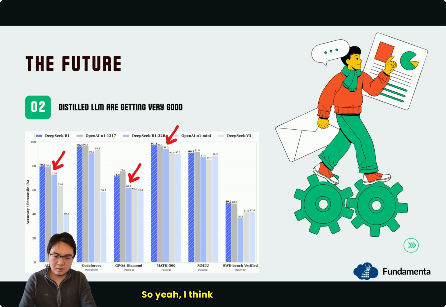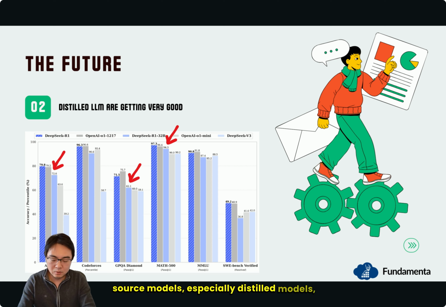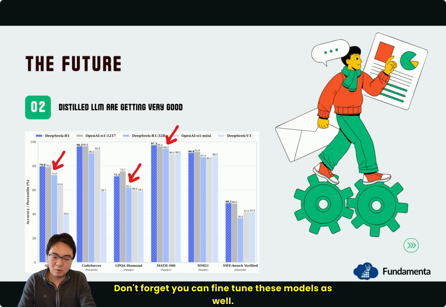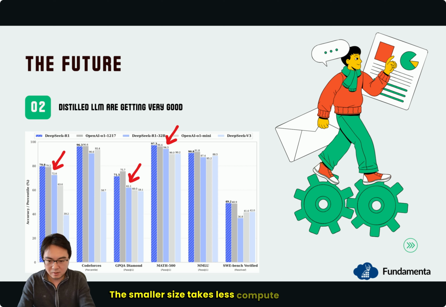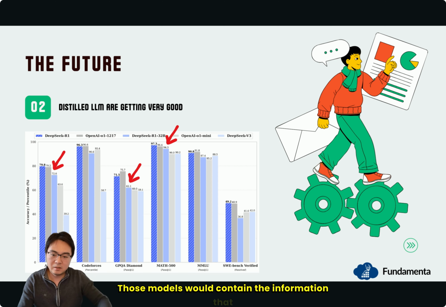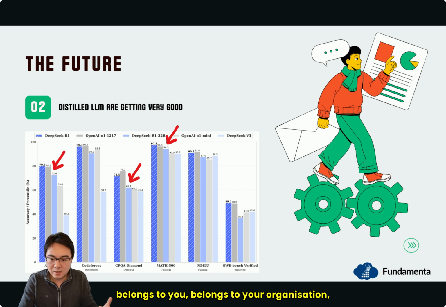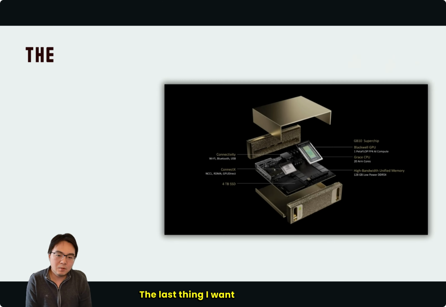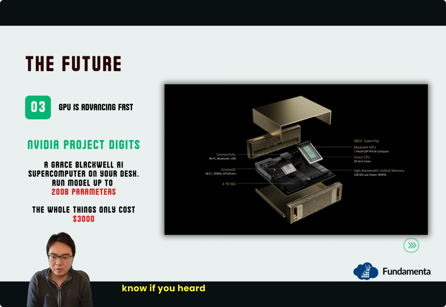I think that's important to keep in mind, because open source models, especially distilled models, are advancing in very specific categories, and don't forget, you can fine-tune these models as well. The smaller size takes less compute power to do that, and then you can keep that to yourself. Those models would contain information that belongs to your organization, so they can become very, very powerful, right?